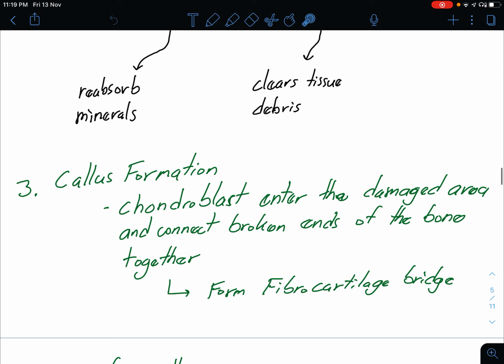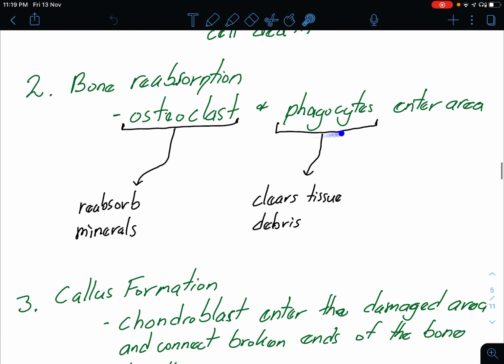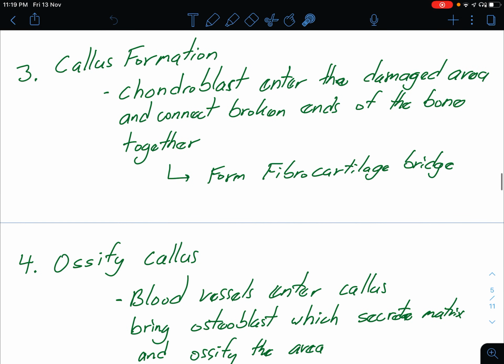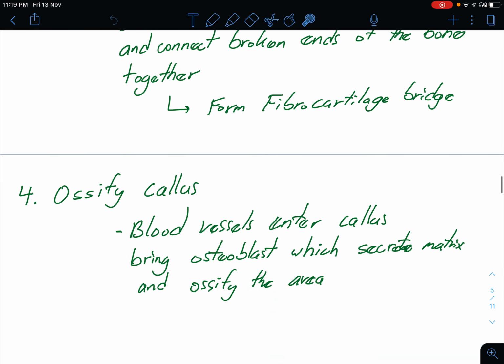And now we have the callus formation. Again, look at the similarities between this and bone formation, right? We have the chondroblasts enter the damaged area once it has been cleaned by the osteoclasts and phagocytes, and they connect the broken ends of the bone together and form a fibrocartilage bridge. So our chondroblasts enter the area, secrete matrix, and form this fibrocartilage bridge between the broken ends of the bone. So now we have this approximation of the bone with a cartilage skeleton.